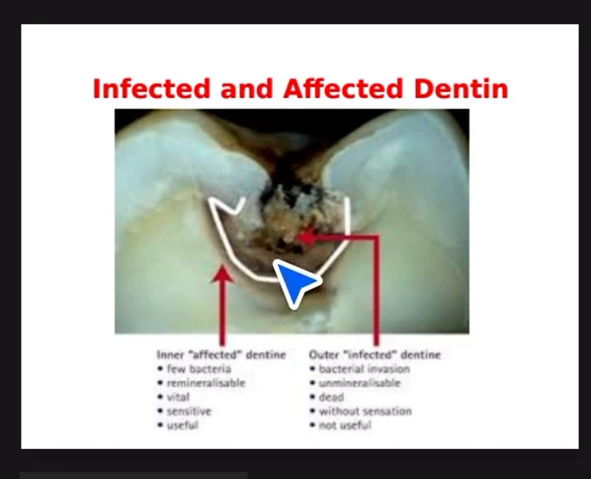And which is the material which can remineralize? The material is called glass ionomer cement, because glass ionomer cement produces fluoride. And this fluoride remineralizes the affected dentine. And it is also antibacterial, so it kills, it destroys any bacteria here. And the process is reversed, and this dentine becomes healthy again.